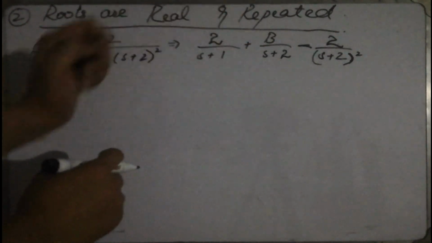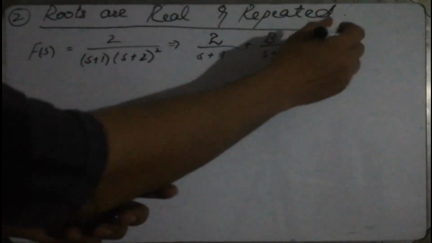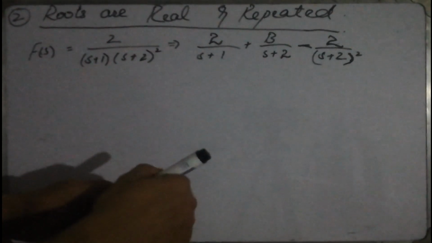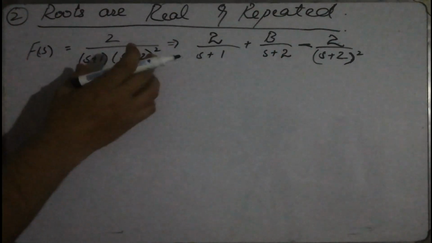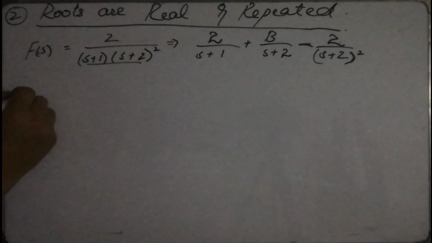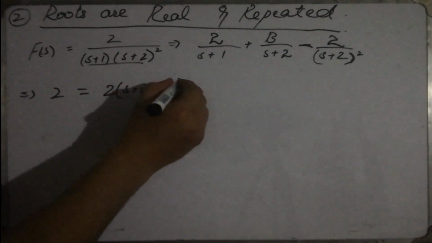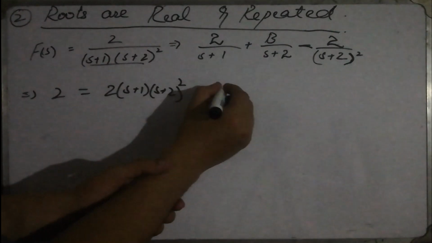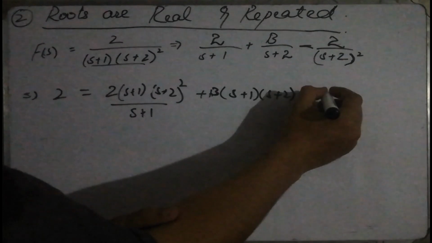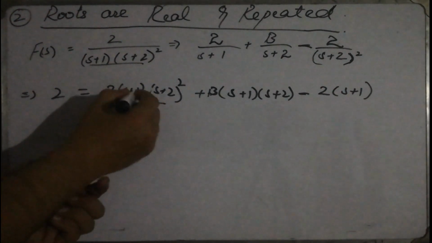For our third constant, which is b, we have to replace the values of a and c by the values that we just found. So a was 2 and c was negative 2. Now to find b, we have to multiply this whole equation with this whole denominator, and our final equation would be, so this will be our final equation. For that we can cancel out s plus 1 right here.